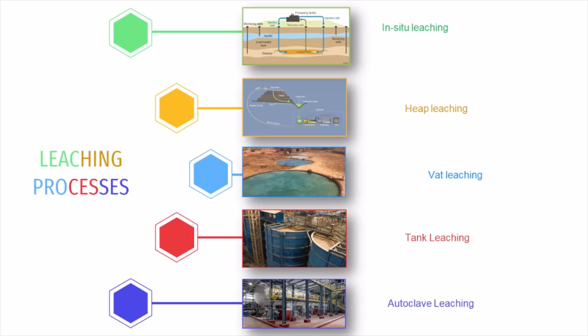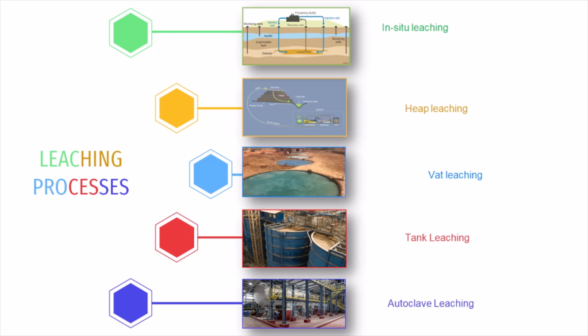Then we have tank leaching. In tank leaching, it's the same as vat leaching, but the only difference is that there will be motion involved. As you know, once you start stirring things, for example when you're making tea, you stir so that the sugar dissolves faster. So it's the very same concept with our tank leaching. You put your minerals inside, and they dissolve into the solution by making use of stirring.